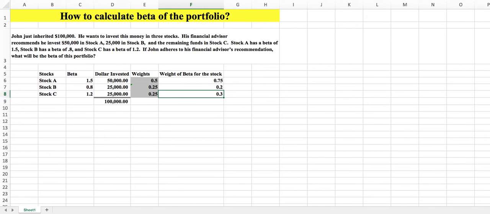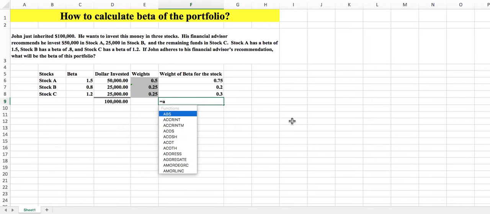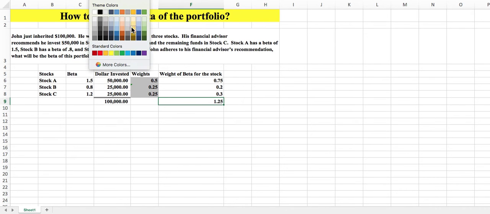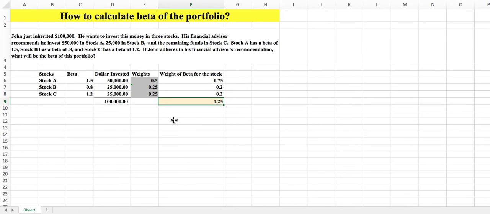The final step is we now add the weighted beta for each stock. So what this tells us is that our weighted average, our weighted beta for this portfolio is 1.25.